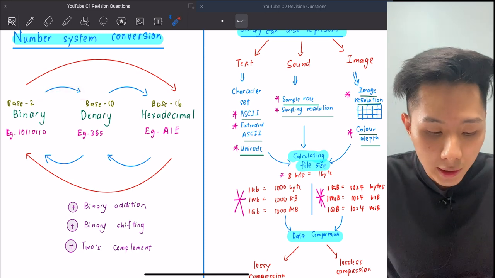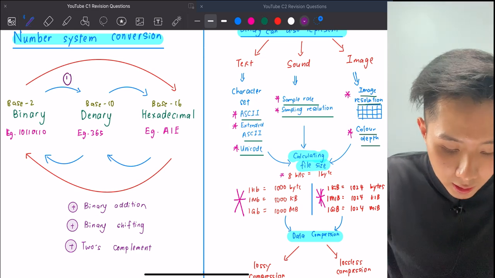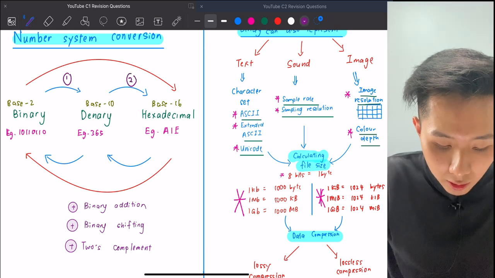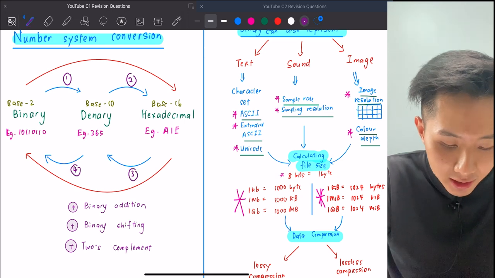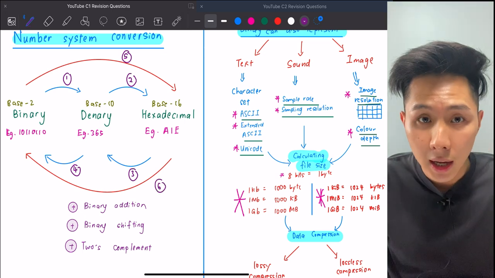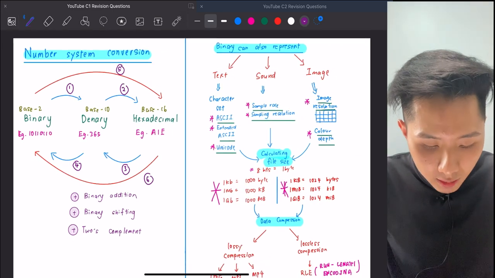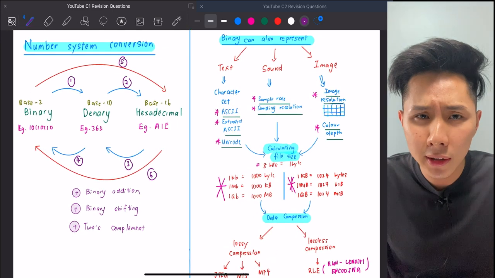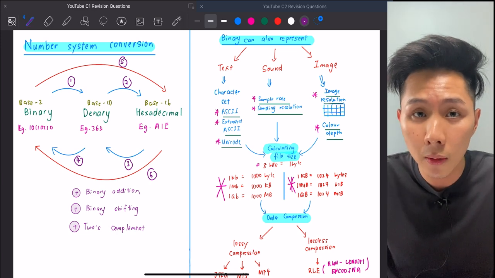There are in total 6 conversions that you need to do: binary to denary, denary to hexadecimal, hexadecimal to denary, denary to binary, binary to hexadecimal, and then hexadecimal back into binary. All types of questions are possible, so it's good to understand how to do each of them. The focus of this video is not to teach you how to do that. So if you're interested, you can always look back into my chapter 1 video to understand how to perform these calculations.